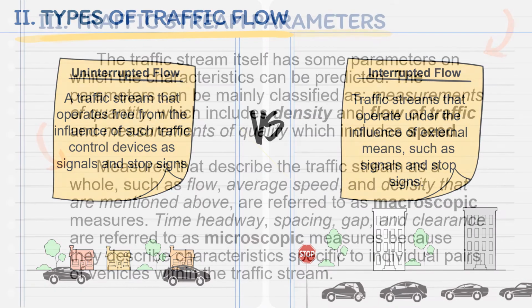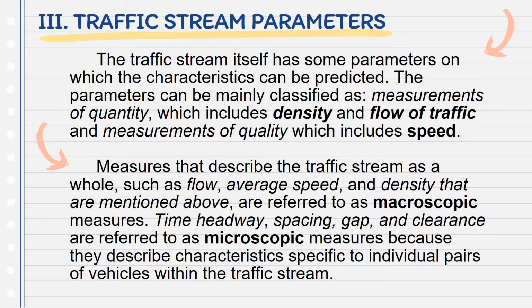The next one is the traffic stream parameters. These can be mainly classified as measurements of quantity, which include density and flow of traffic, and measurements of quality, which include speed. This is basically the analysis of the performance of a highway. There are two traffic stream parameter measures: the macroscopic and the microscopic. Later on, we will discuss these two briefly.